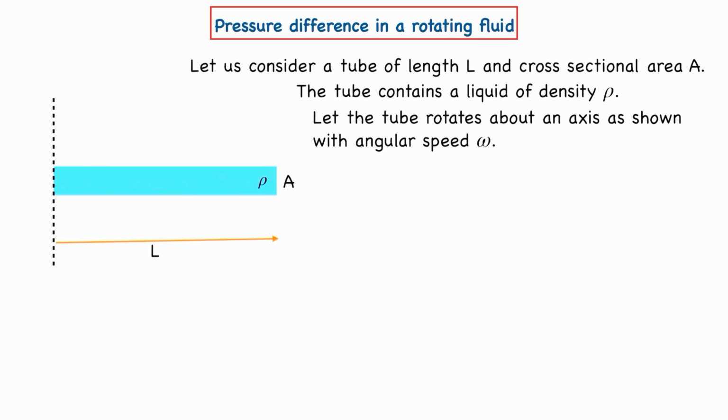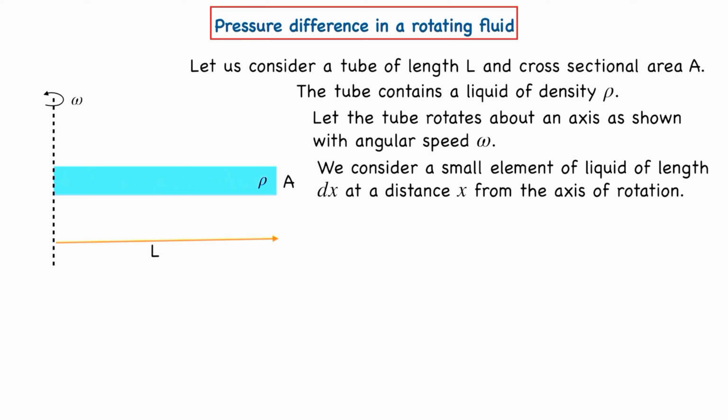Let the tube rotate about an axis as shown with angular speed omega. The tube rotates about an axis passing through its edge and perpendicular to its length with angular speed omega. We consider a small element of liquid of length dx at a distance x from the axis of rotation.